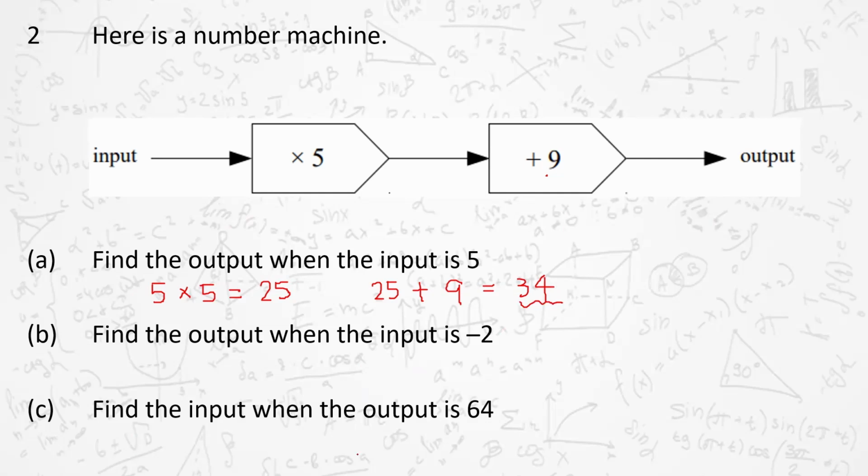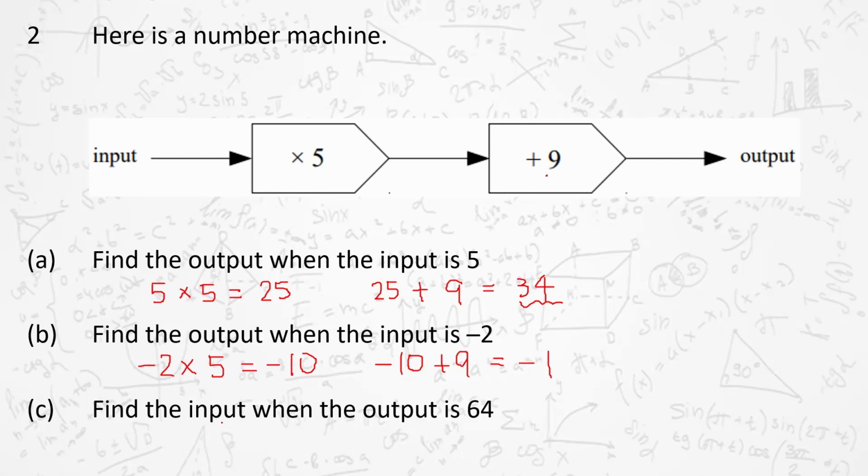Part B, find the output when the input is minus 2. So same, minus 2, first step, times by 5 equals minus 10, then plus 9. So minus 10 plus 9 is minus 1.